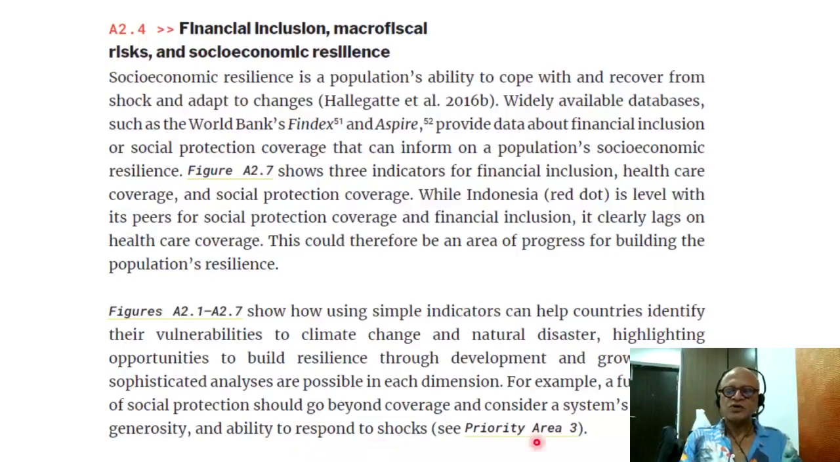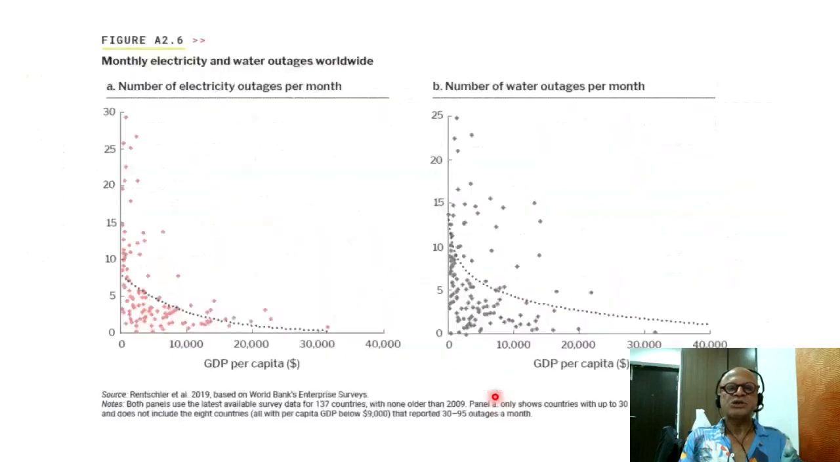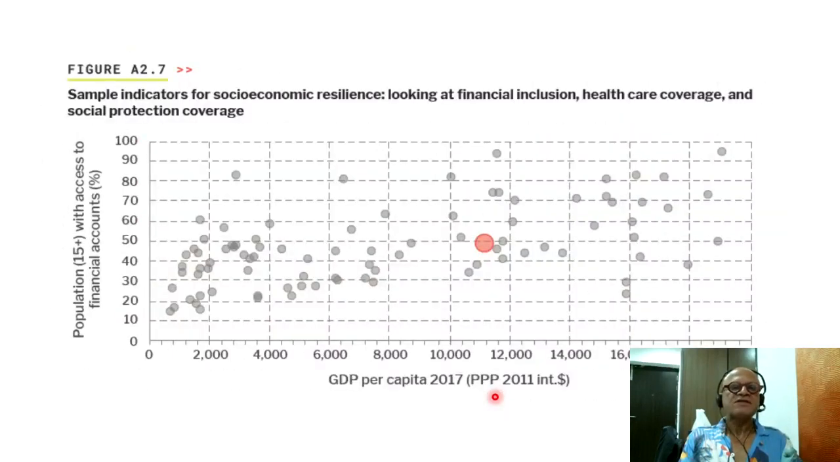Okay, so we looked at this in priority area 3 before. So we looked at this in terms of electricity, water, and sanitation. We'll close out with 2.7, sample indicators for socioeconomic resilience, looking at financial inclusion, healthcare coverage, and social protection coverage in some sense. Population with 15 plus age with access to financial accounts in percentages, and GDP per capita for 2017 in purchasing power parity pegged to 2011 international dollars.